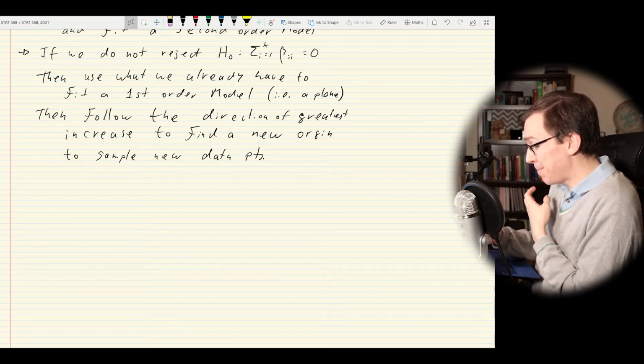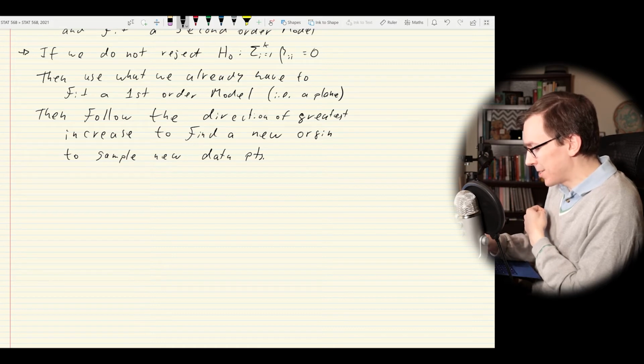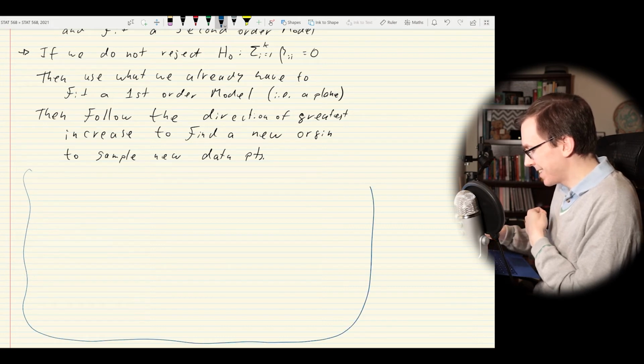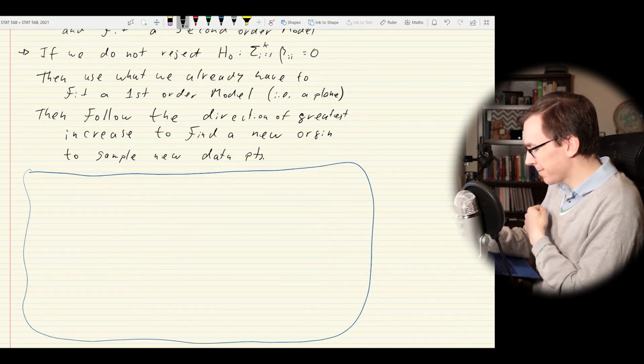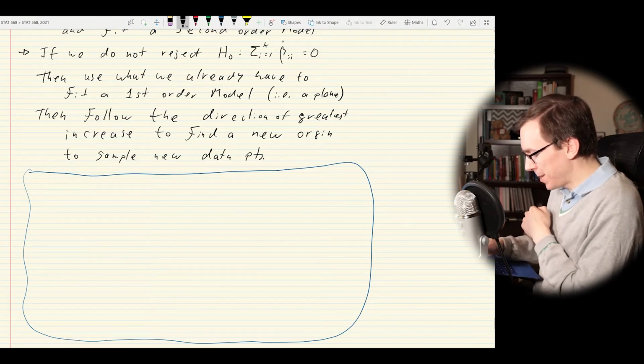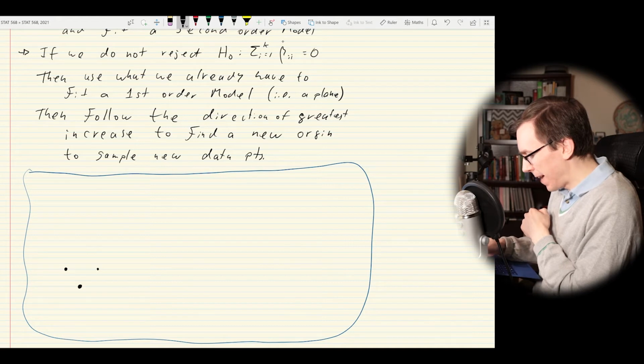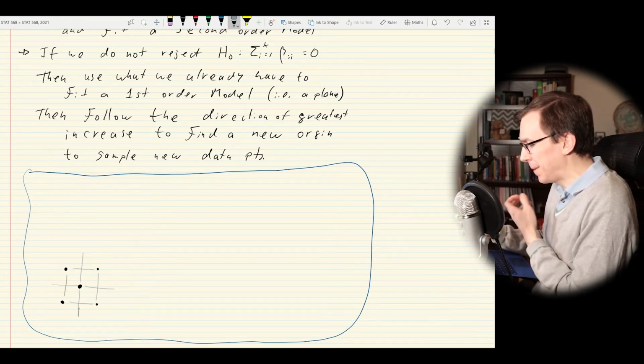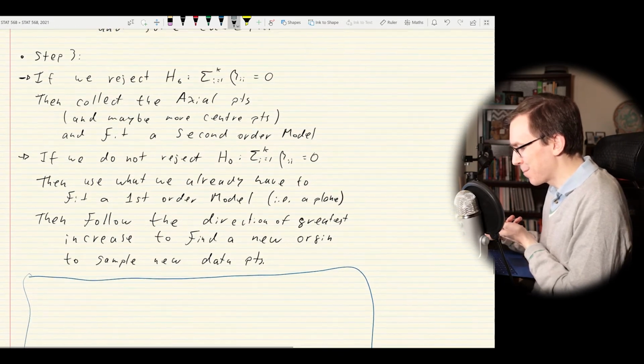So roughly in a picture, what this would look like in 2 dimensions. So let's imagine we have our big 2-dimensional design space. All right, so what do we do? Well, first we start with some origin point. We'll call this the origin, and then we're going to sample our factorial points, our cube points here. Something like this. So this would be the first part, step 1, or maybe I called it step 2. Yeah, collect the center points and the cube points.